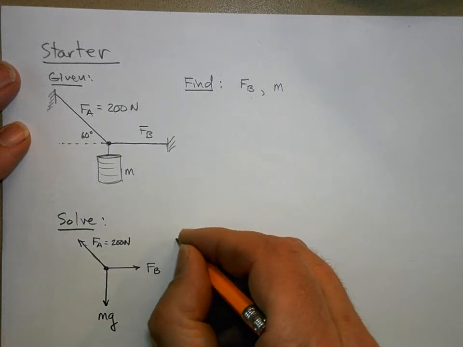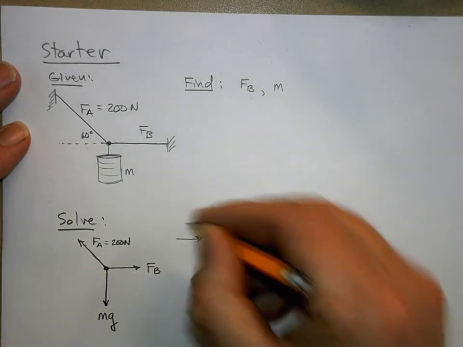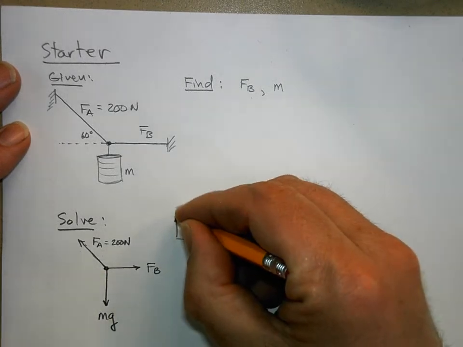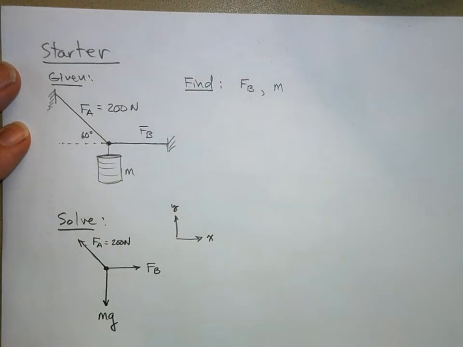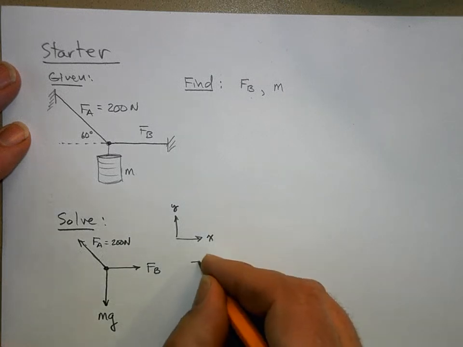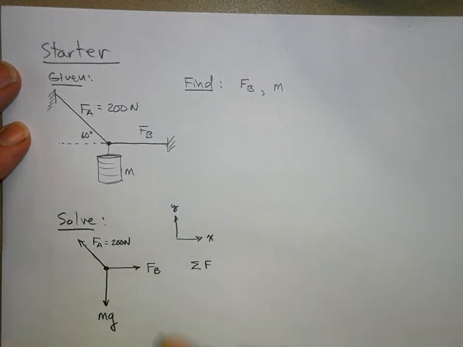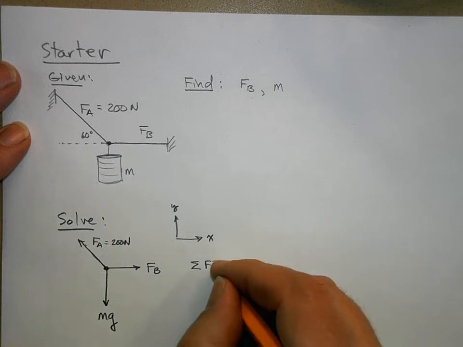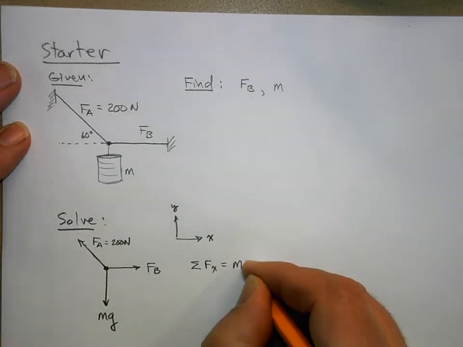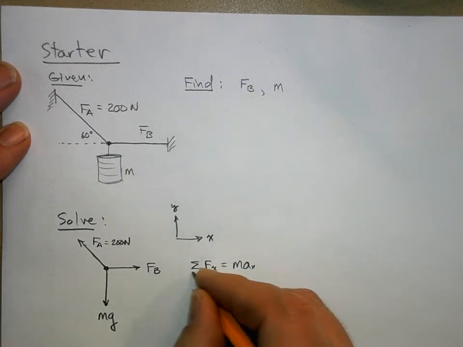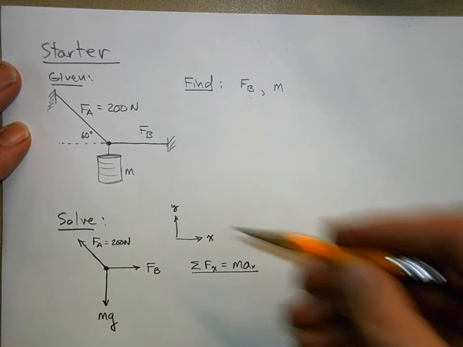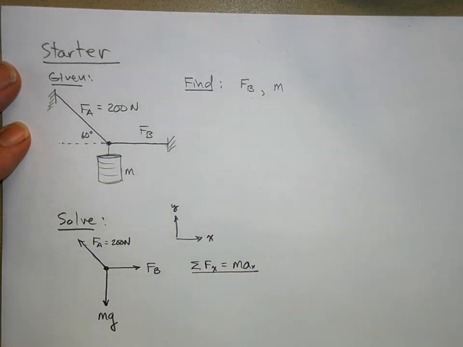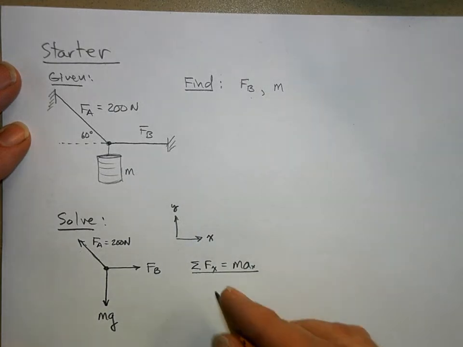So now we define our axis system. This will be our X direction, and this will be our Y direction. No need to tilt the axis here. Then we're going to sum the forces in the X direction will equal MA in the X direction. But we notice this problem, there's no acceleration in this problem. It's a static problem. So the acceleration will be 0.